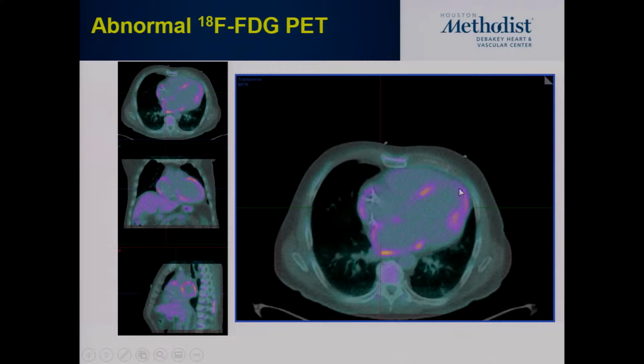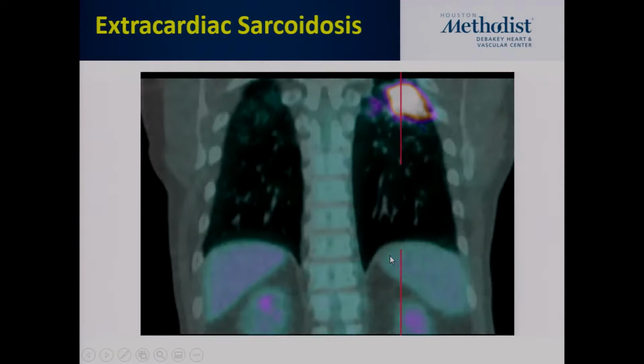So in this case, for example, you see it in the septum, you see it in the lateral wall, you see it in the papillary muscle, and also in this patient in the left atrium. But since we can cover the entire chest, you can see, for example, this patient had very aggressive inflammation in the lungs.